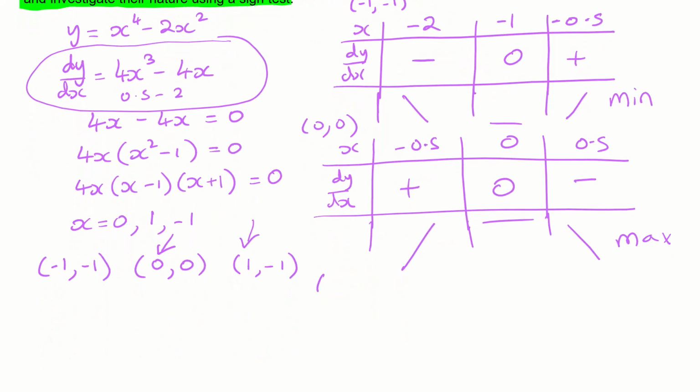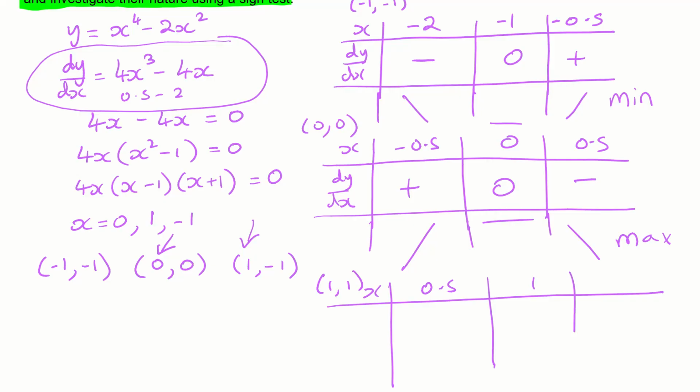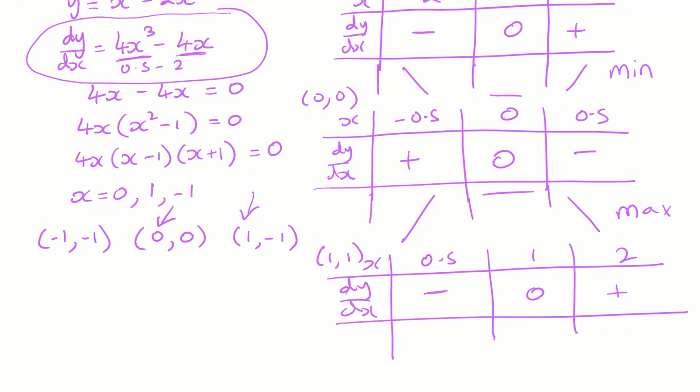And finally, we need to look at 1, 1. And so x values, we can use 0.5 since we've already used that. Sorry, it's going to be 1, that one. And we can just go for 2. And we know it's 0 here. We know it's negative there from up above. And so let's look at 2. That's 4 times 8, take away 4 times 2. That is going to be positive. So we go down, across, up, and that one is therefore a minimum at 1, 1.